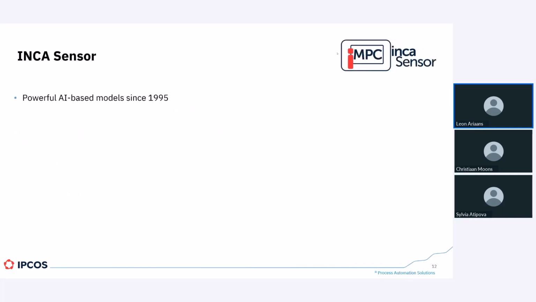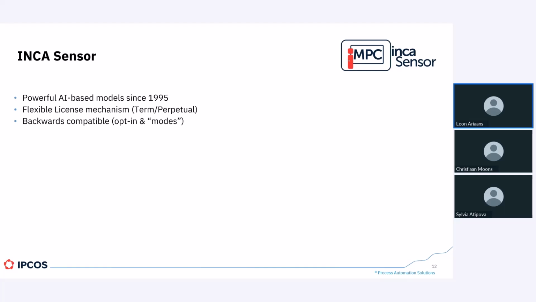Now let's move to INCA Sensor. INCA Sensor has used powerful AI-based models, and that goes all the way back to 1995. The roots of the INCA Sensor models go way back, so well before AI became the hot topic it currently is. So we have been employing that for almost 30 years now. We share the licensing mechanism, the licensing offerings that INCA MPC has to offer. So here too, you can choose between a term and a perpetual offering.